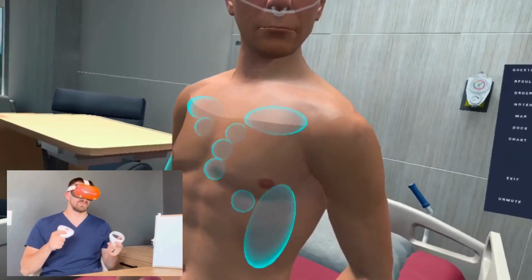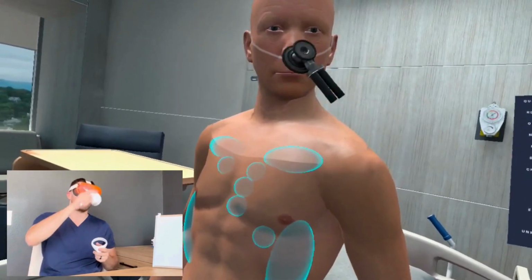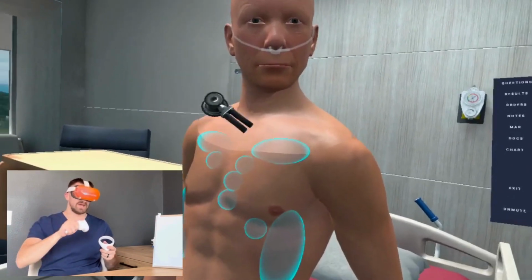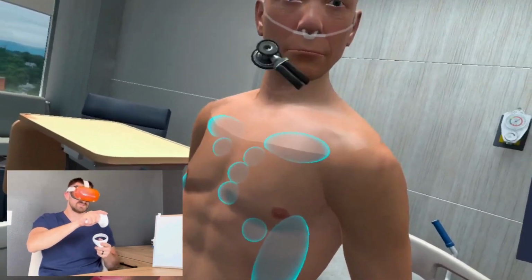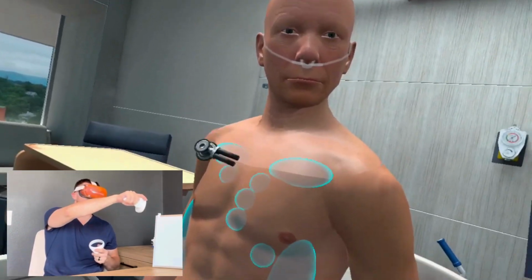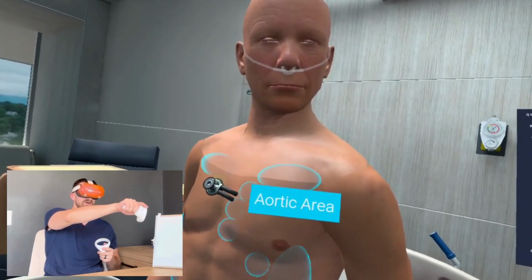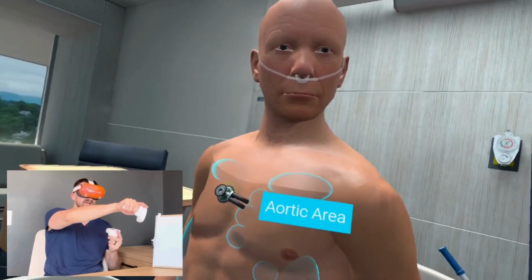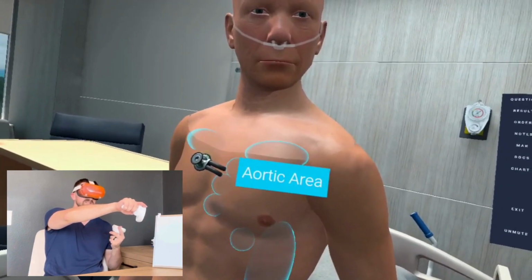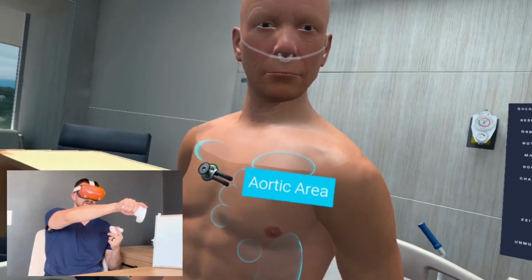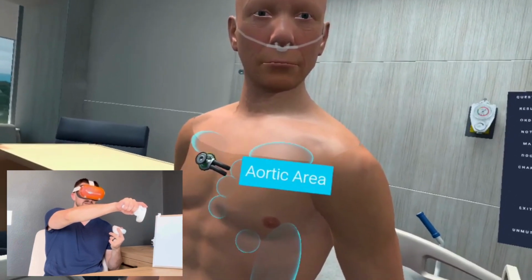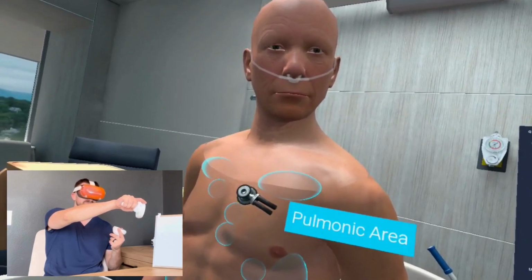But just to go over the landmarks here, there's 5 landmarks, and you want to start in a sequential pattern. You're going from top to bottom, as you see here. So on the right second intercostal space is your aortic area, and of course it describes exactly what you're listening to. You're listening to the aortic valve here. That's the best place to listen for any aortic valve issues.